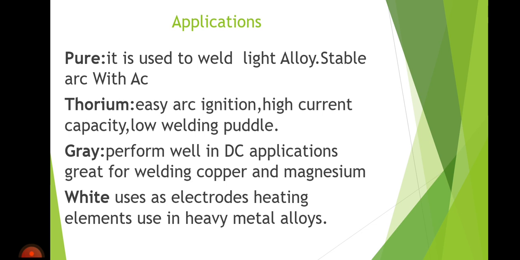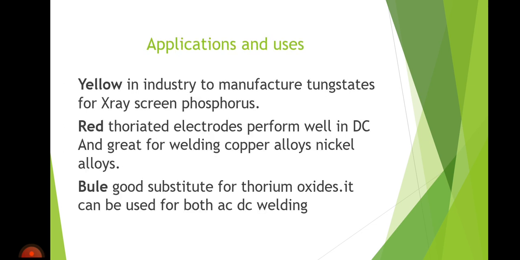And we discuss the types, uses and applications of the types of tungsten. Pure tungsten is used to weld alloys, with stable arc with AC, easy arc initiation, high current capacity. Gray performs in AC and DC applications, great for welding copper and magnesium. White is used as electrodes and in high metal alloy. Yellow is used in industry to manufacture X-ray screen phosphors.